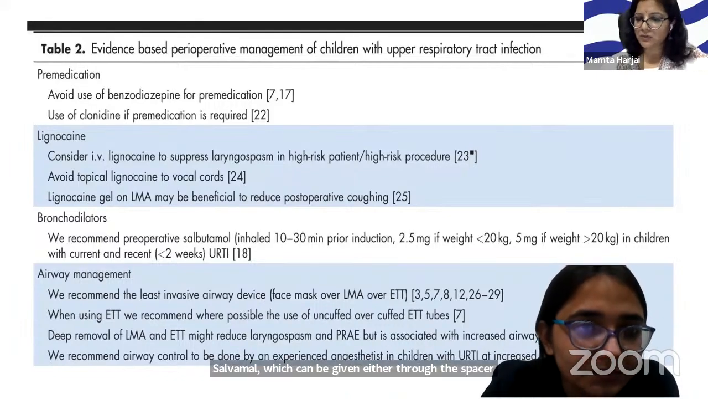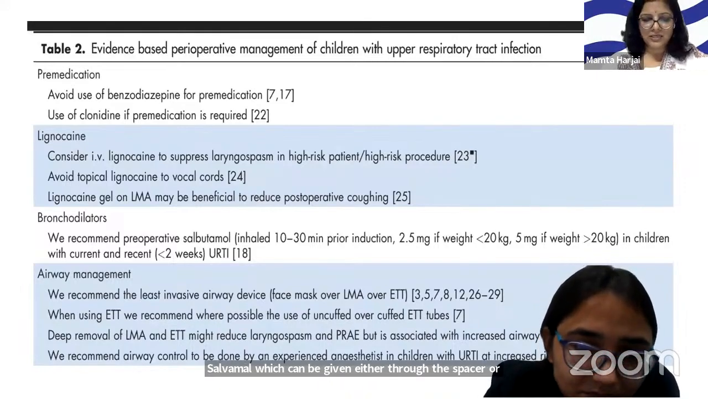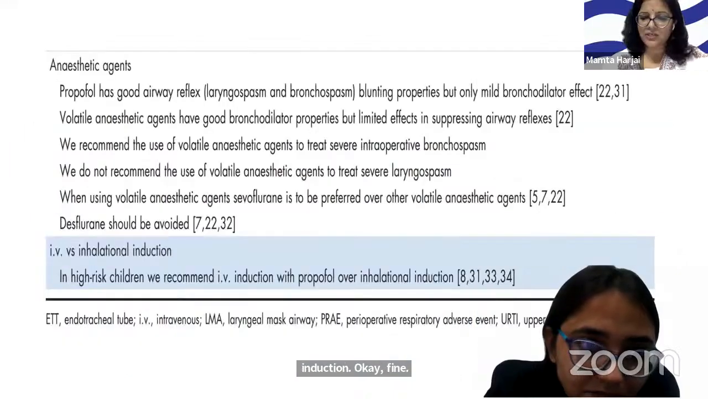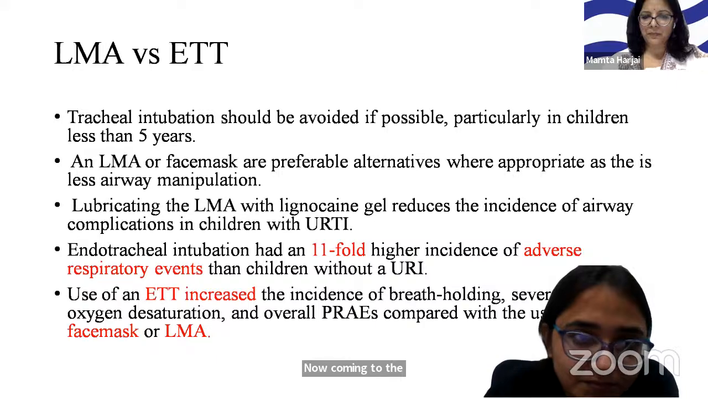It should be done around 10 to 30 minutes prior to the induction. Okay, fine. Now coming to the anesthetic technique, what do you think? Is the IV induction agent a good technique, or is an inhalational agent better?